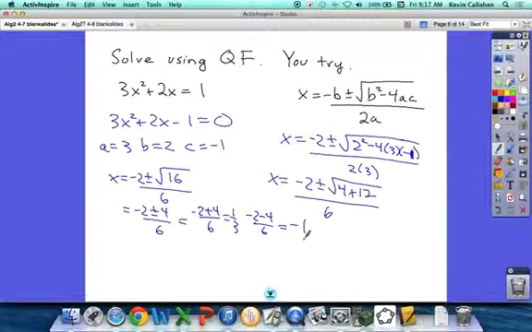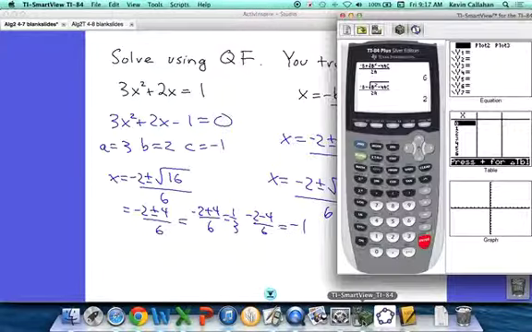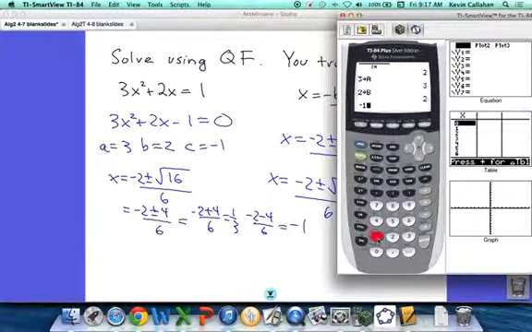Okay, now let's say I'm going to do it in the calculator. I can bring up that formula without retyping it. It's already in the calculator. All I've got to do is restore A, B, and C. So let me restore. A is 3, B is 2, C is -1. 3 store alpha A. 2 store alpha B. -1 store alpha C.